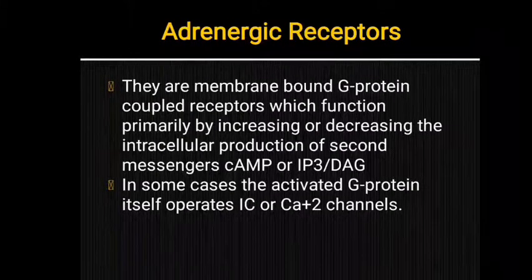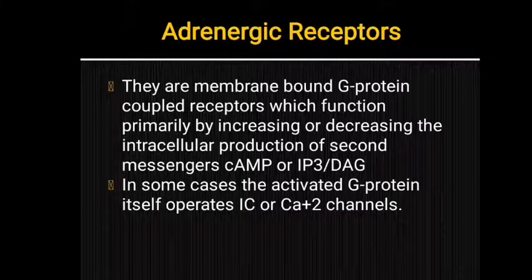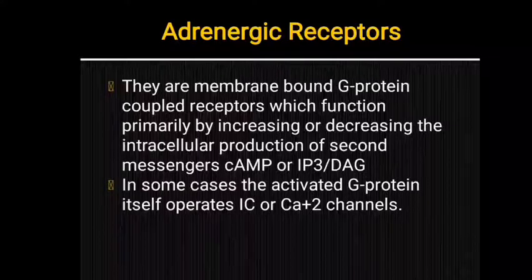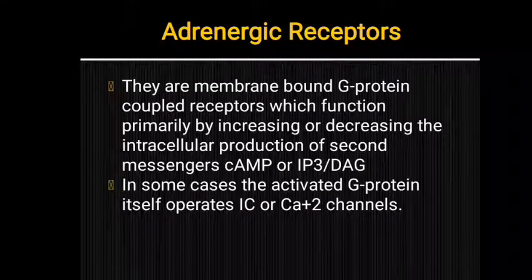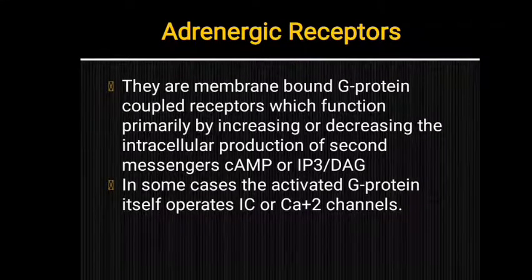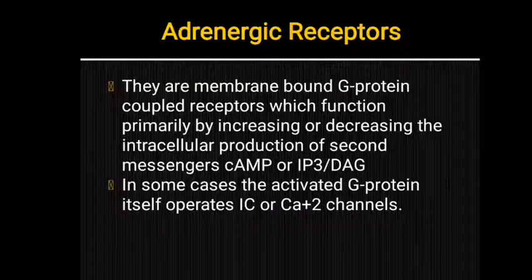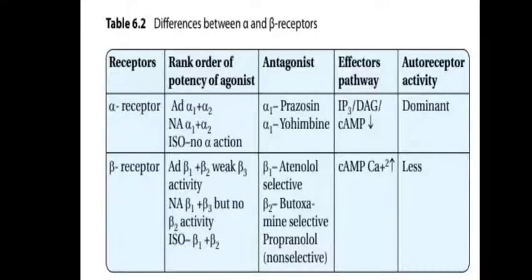So adrenergic receptors are membrane-bound G protein coupled receptors, and G protein coupled receptors work on behalf of the second messenger. What are the second messengers? They are cAMP, IP3, or DAG. In some cases the activated G protein itself operates an ion channel or calcium channel.